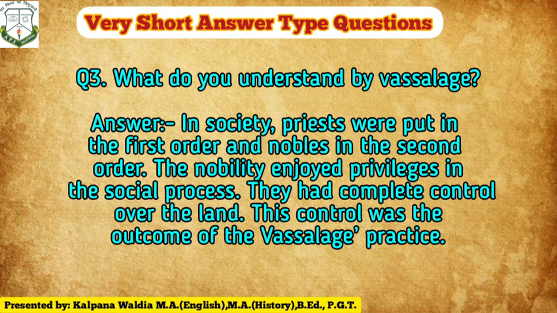Next question is, what do you understand by vassalage? In society, priests were put into the first order and nobles into the second. The nobility enjoyed privileges in the social process. They had complete control over land, and this control was the outcome of the vassalage practice.